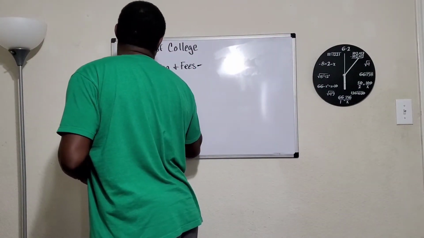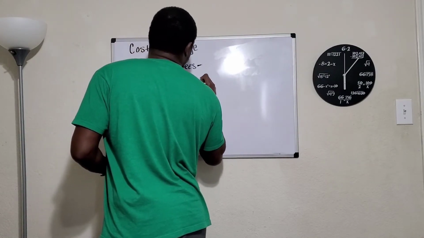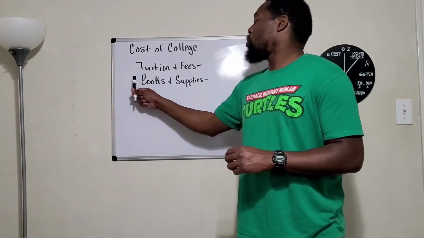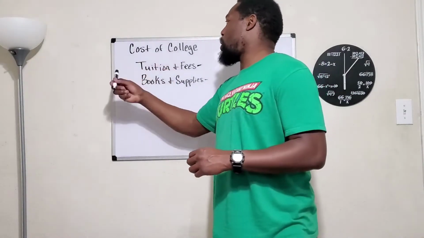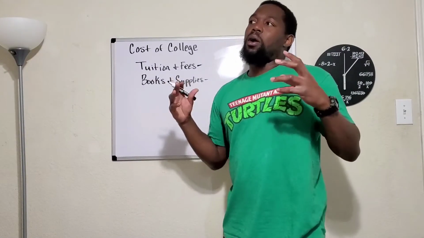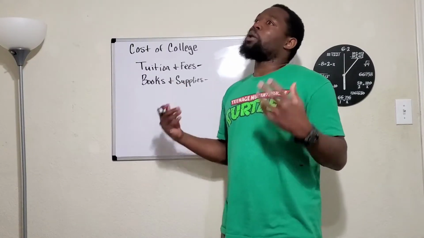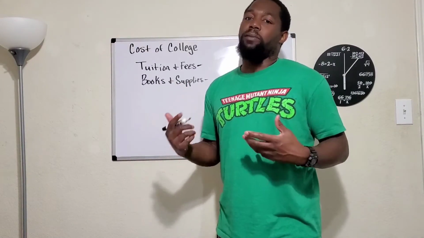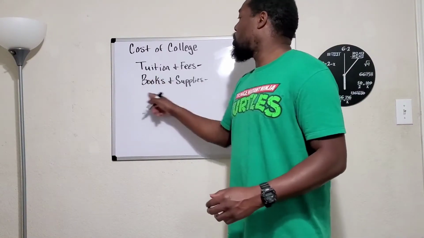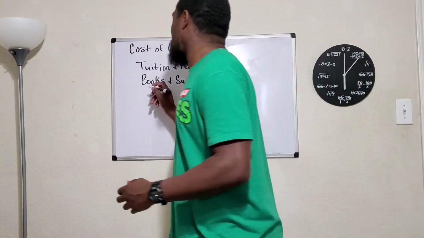The next thing that you're going to be finding out is the cost of your books and your supplies, right? So when you decide, okay, I am going to go to this school, my tuition and fees aren't astronomical and I can afford it, or I really want to go to the school, now I have to pick a program that I'm going to be in. Once I pick that program, I need to find out what books and supplies I'm going to need and how much those books are going to cost.